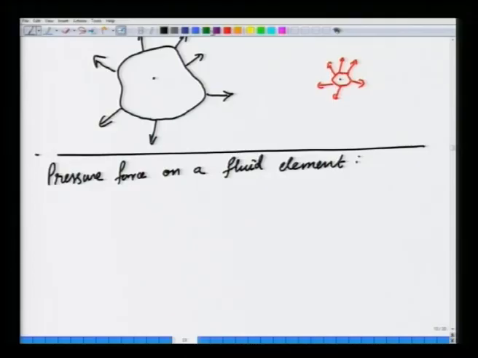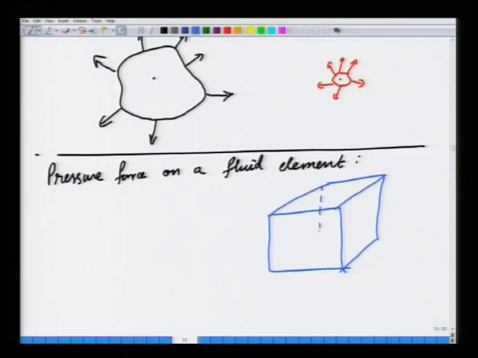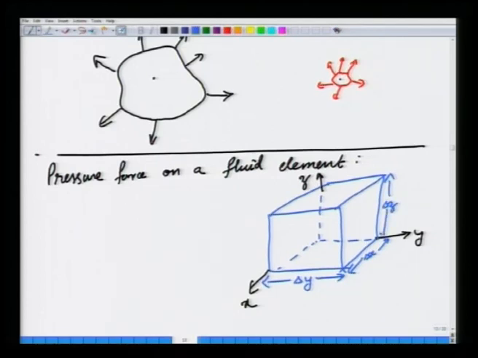Okay. In order to do this, we will take a simple volume element again, a cubic volume element. And I will put a coordinate system x, y and z along the three directions, and I will call this delta y, and this delta x, and this width delta z.